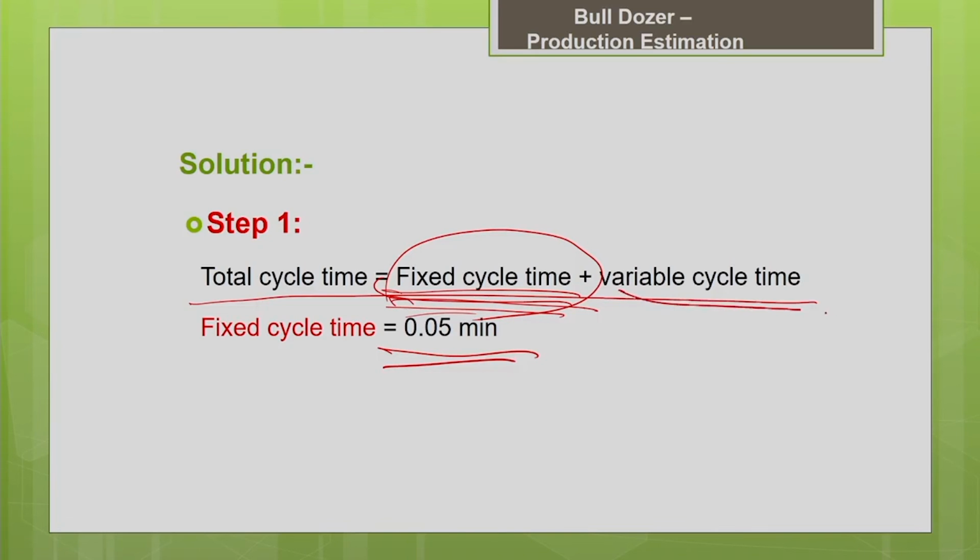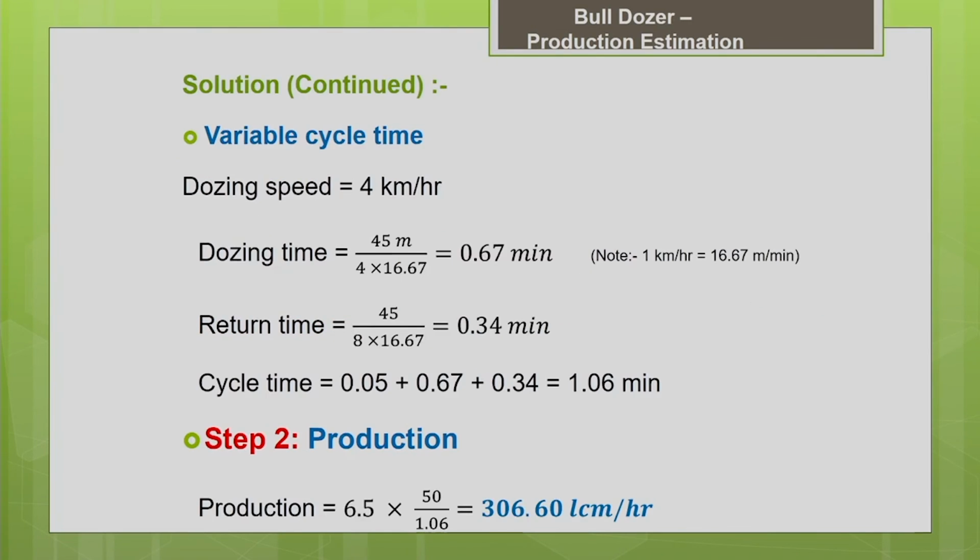Now we have to estimate the variable cycle time. That depends upon your haul distance and the speed. Variable cycle time is made up of dozing time and the return time, onward journey and return journey. For the dozing time, you know the dozing distance is 45 meter and the speed is given as 4 km per hour. So let me convert and find the dozing time.